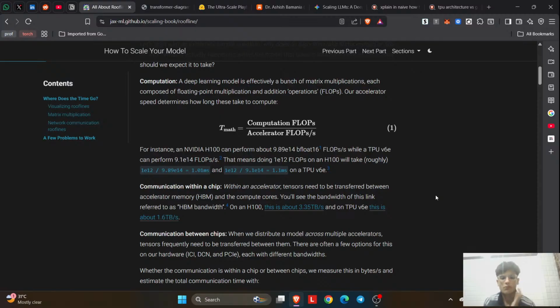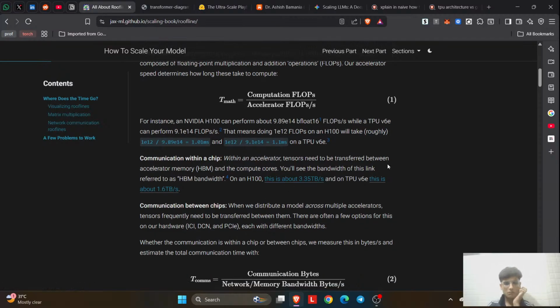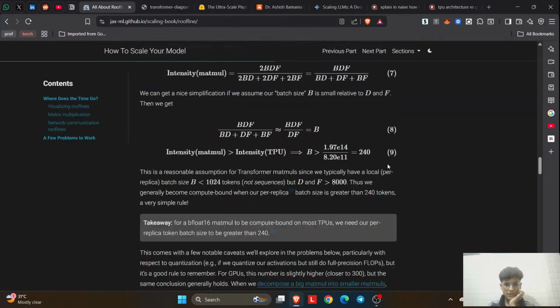Communication within an accelerator: tensors need to be transferred between accelerator memory, HBM, high bandwidth memory, and the compute cores. You will see the bandwidth of this link referred to as HBM bandwidth on an accelerator. It's looking a bit technical.